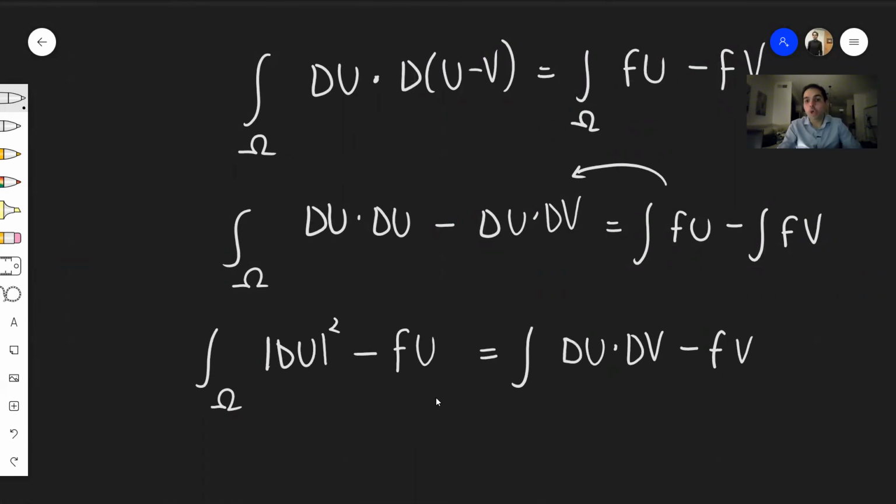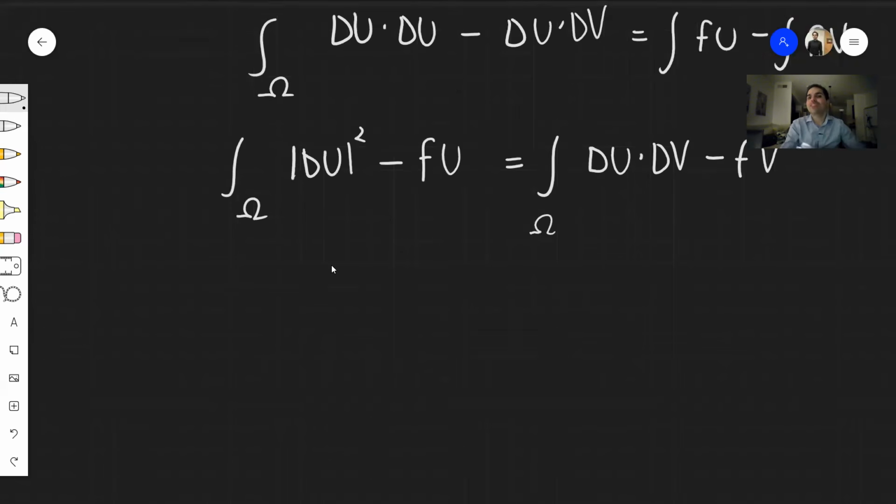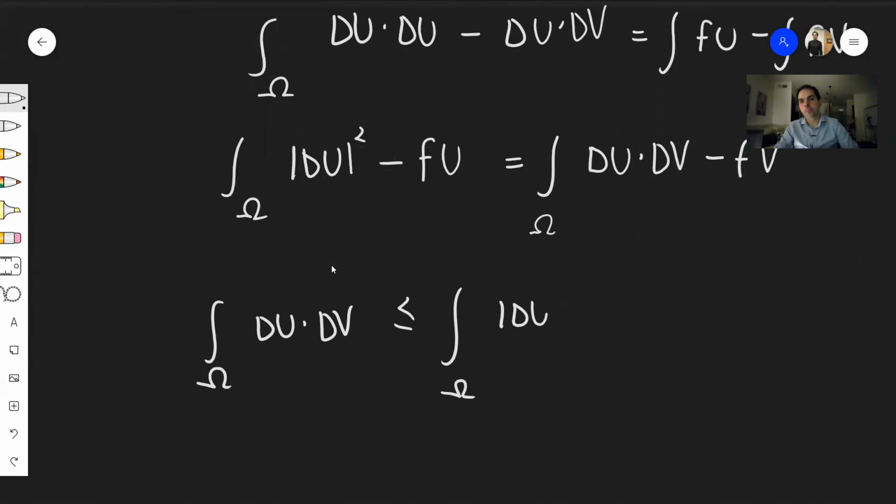Now this is good, except there are two issues. On the one hand, in our functional, there was this 1/2, so it almost looks like our functional. On the other hand, here we have u and v. Ideally, we just want to have v. And the way to solve this is with the following clever trick. So take this, du dotted with dv. Well, a scalar function here is always less than or equal to its absolute value.